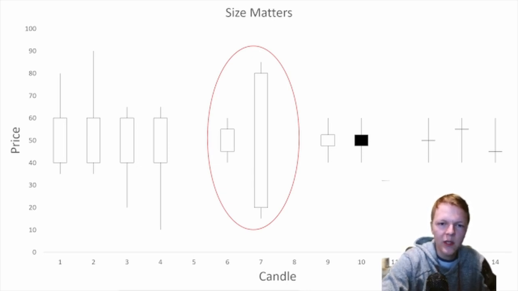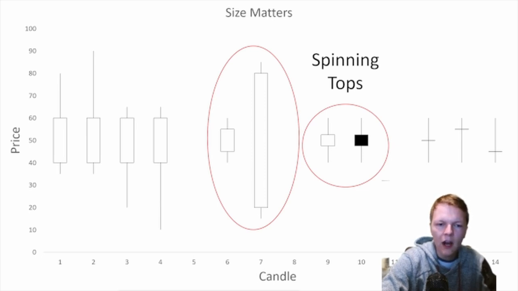Candles with little difference between the open and close look like this. These candles are called spinning tops, and they generally indicate market hesitancy or loss of momentum in a trend. This is because there's little difference between the opening and closing prices. In other words, neither the bears nor bulls were able to move the stock price in a meaningful direction.